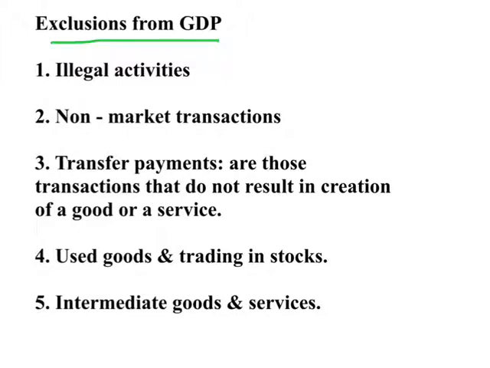The first thing is GDP is compiled by the government, and what it is looking at are legal activities. So all illegal activities that take place are not a part of GDP. For example, trading in drugs, smuggling, and so on. So all illegal activities are excluded from GDP calculation.